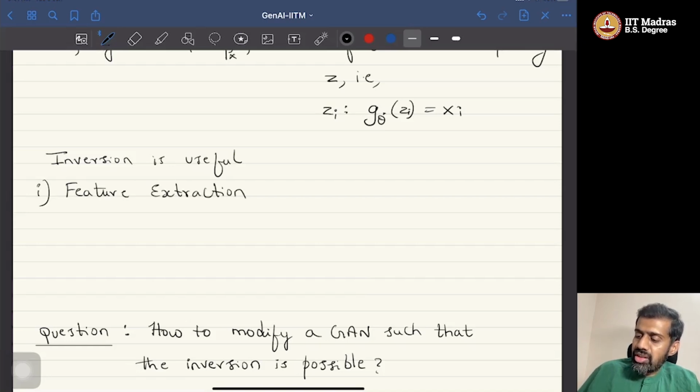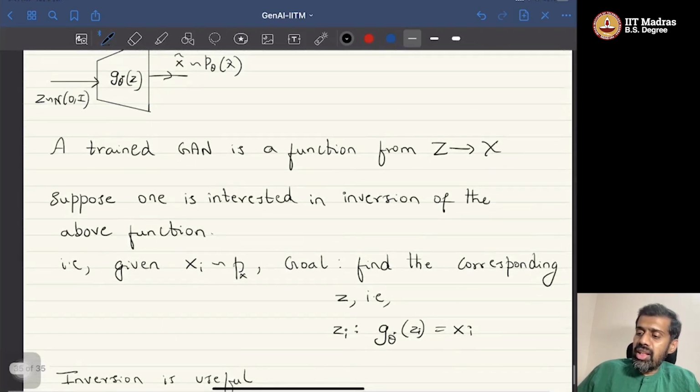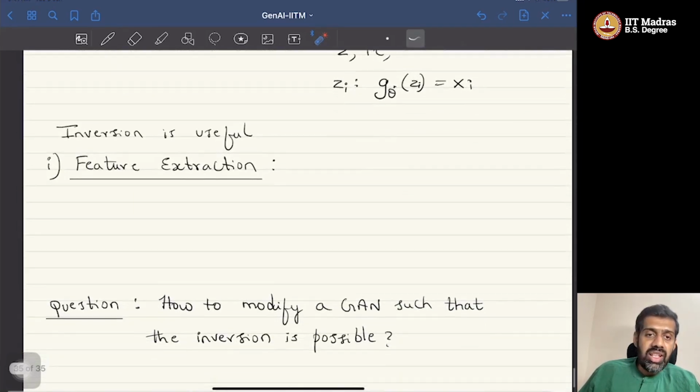So what do I mean by feature extraction? Now we know that a GAN is constructed to sample from a given data distribution Px, which means that if we have trained the GAN well, then it has implicitly learned the distribution of the data. If we can invert the generator function of the GAN, then the vectors that we get by inverting the generator will be representing the features of the data.